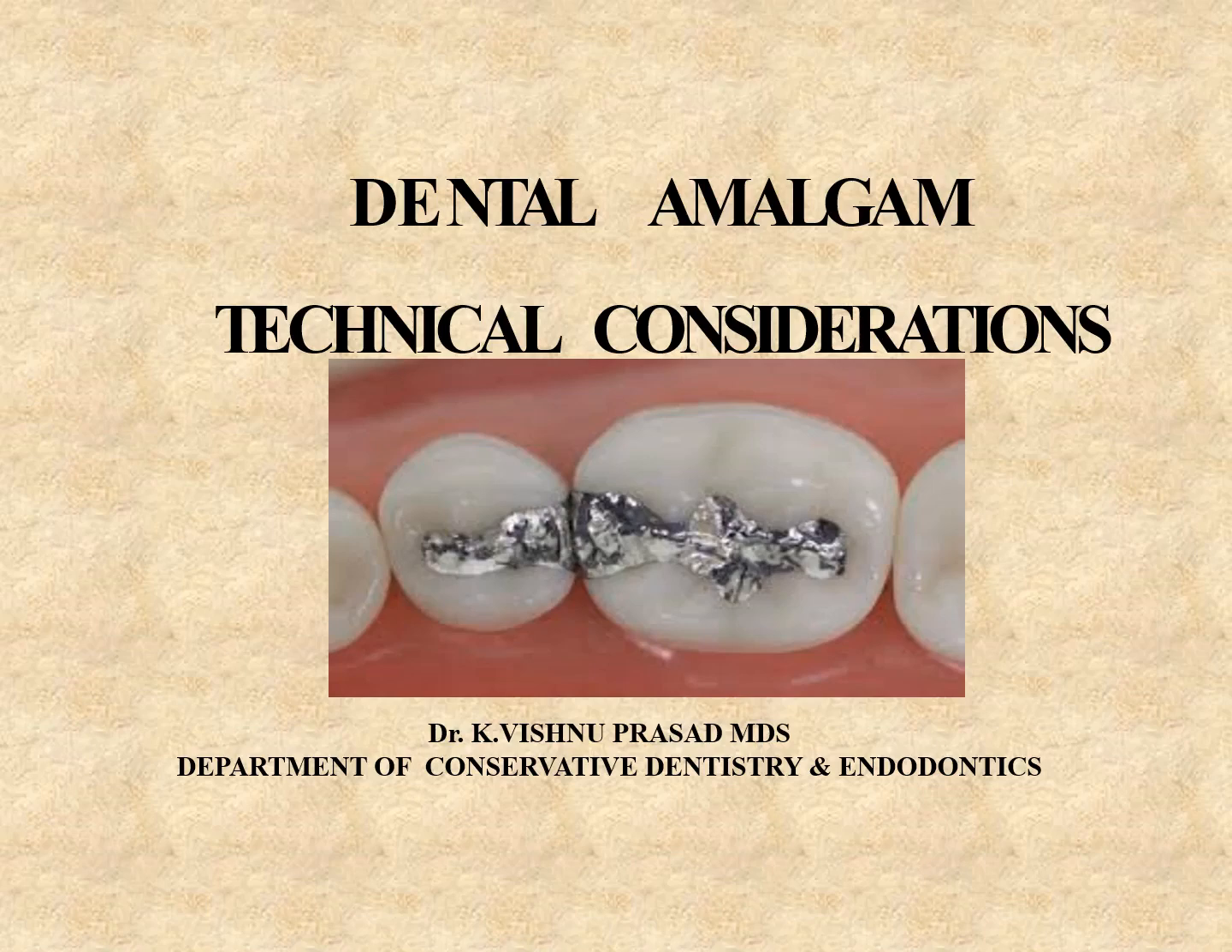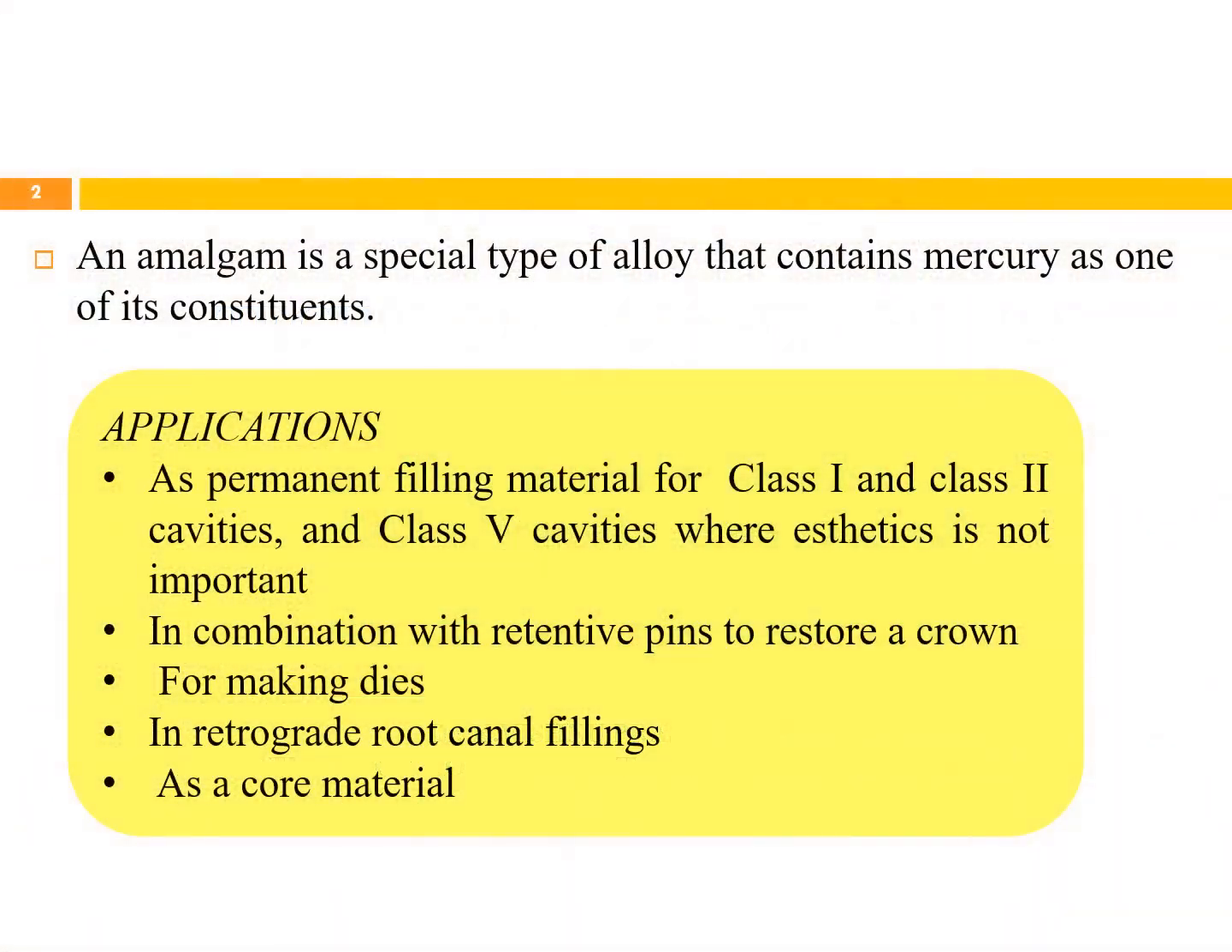Good morning to all. The topic of this is dental amalgam and its technical considerations. First, amalgam is a special type of alloy that contains mercury as one of its constituents. Application: it is a permanent filling material for class 1 and class 2 cavities, in combination with retentive pins to restore the crown, for making dies, in retrograde root canal fillings, and as a material.